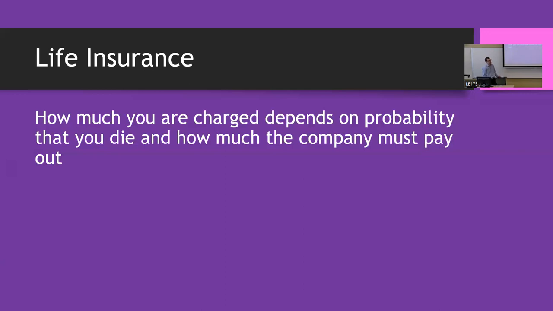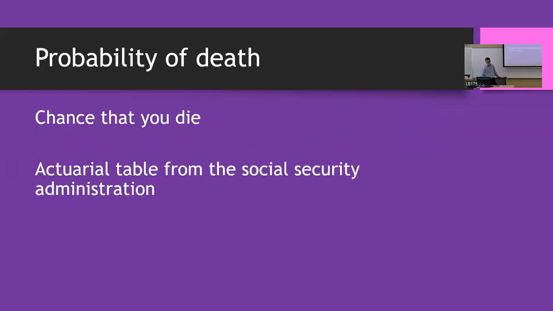How much somebody is charged for life insurance is just a balance of the probability, the chance that they die, and how much the company has to pay out. So if they have to pay out $300,000 to my family if I die, that's going to cost less than if they have to pay $1 million to my family if I die. Does that make sense?